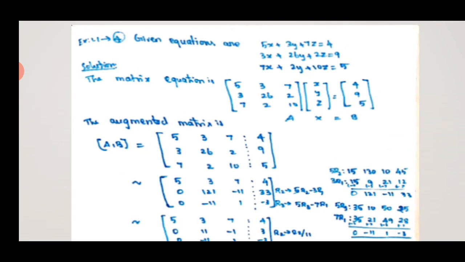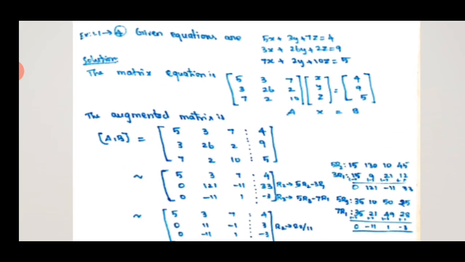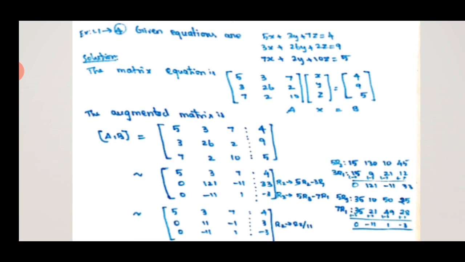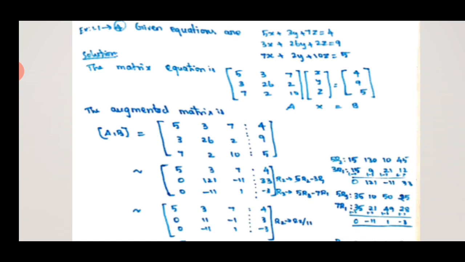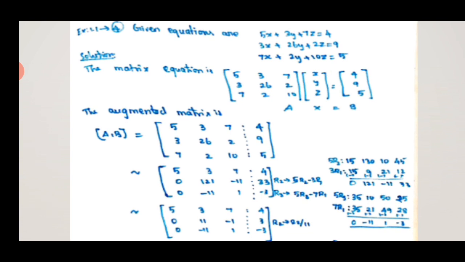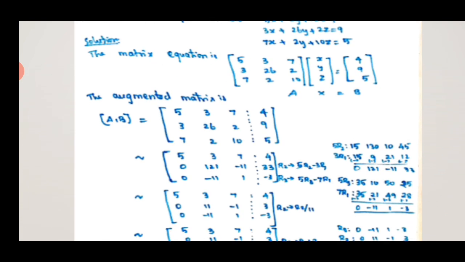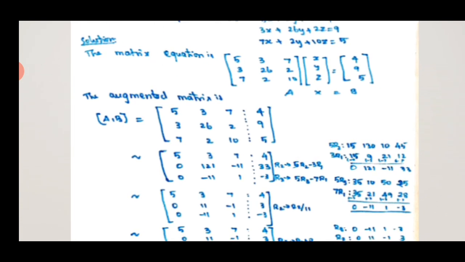First I have written the given equations. The matrix equation I am writing: first equation coefficients 5, 3, 7; second equation coefficients 3, 26, 2; and third equation coefficients 7, 2, 10. The variables we are using are x, y, z, so that is our x matrix, and equal to the constant side you can see 4, 9 and 5. So we got AX equal to B.